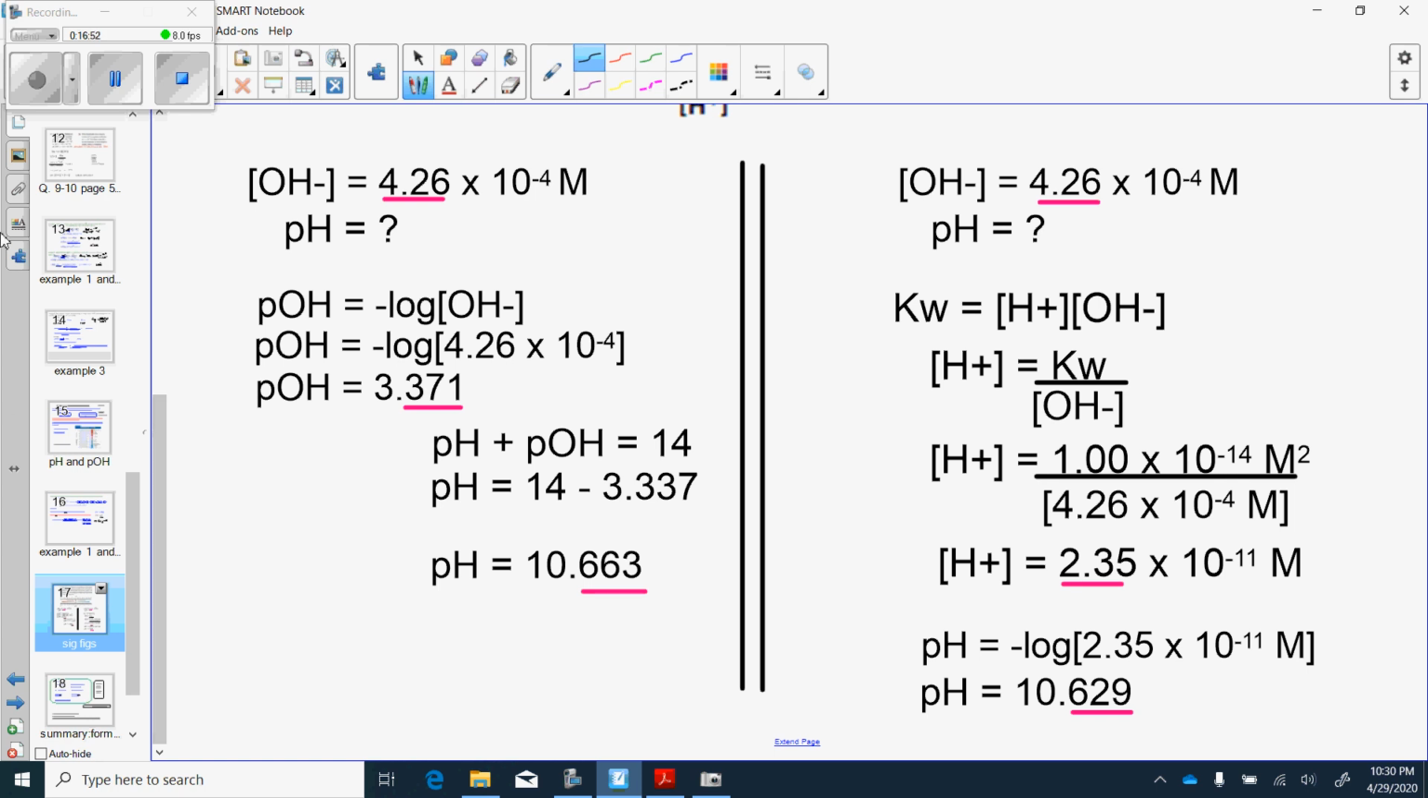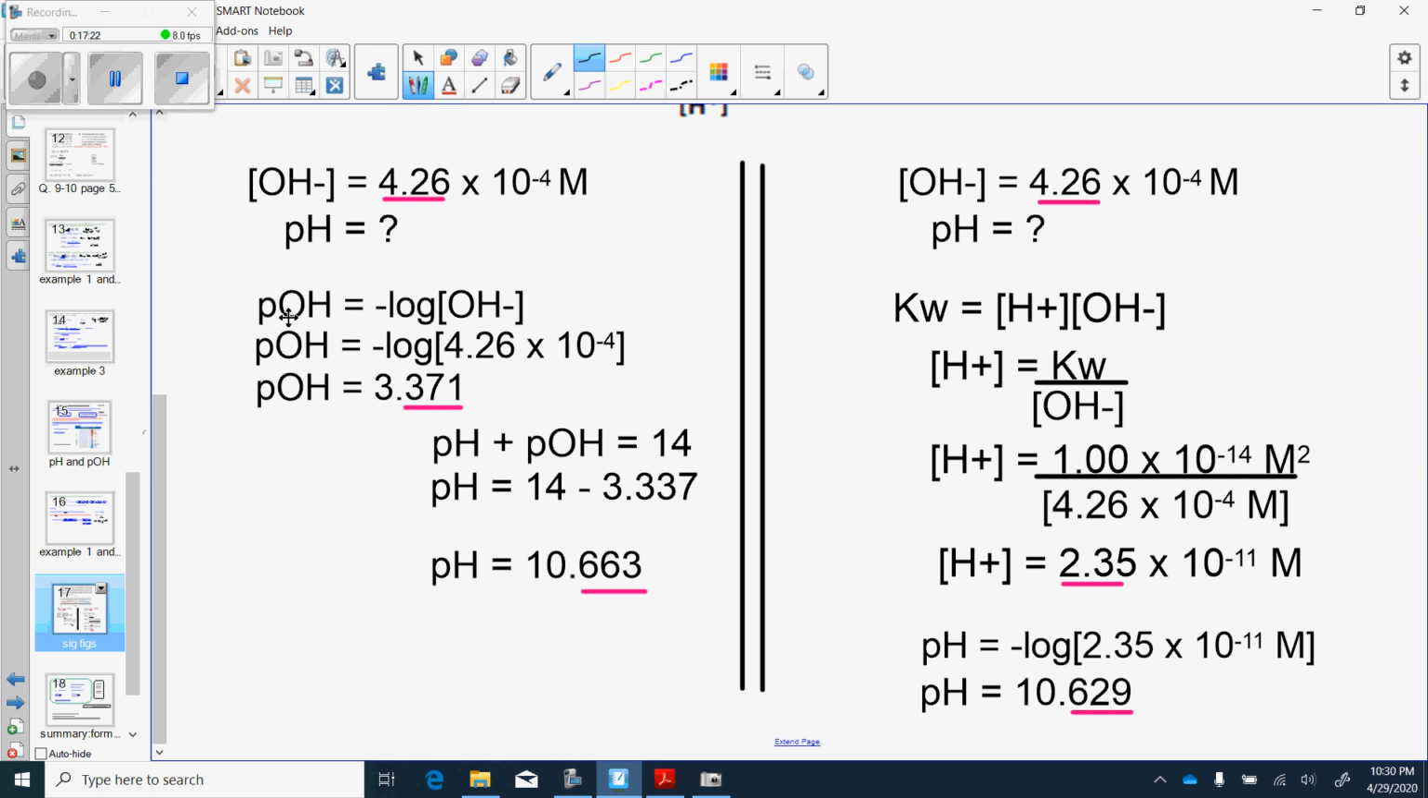So let's say we know our concentration for OH is 4.26 times 10 to the negative 4 molar. And we're wondering what our pH is. See, they don't match up, so it's not as easy as the last slide, but not a big deal. In order for us to find pH, we can do it in 2 different ways. One way is to use this information, and instead of finding pH right away, let's find pOH. We can directly link those 2 together.